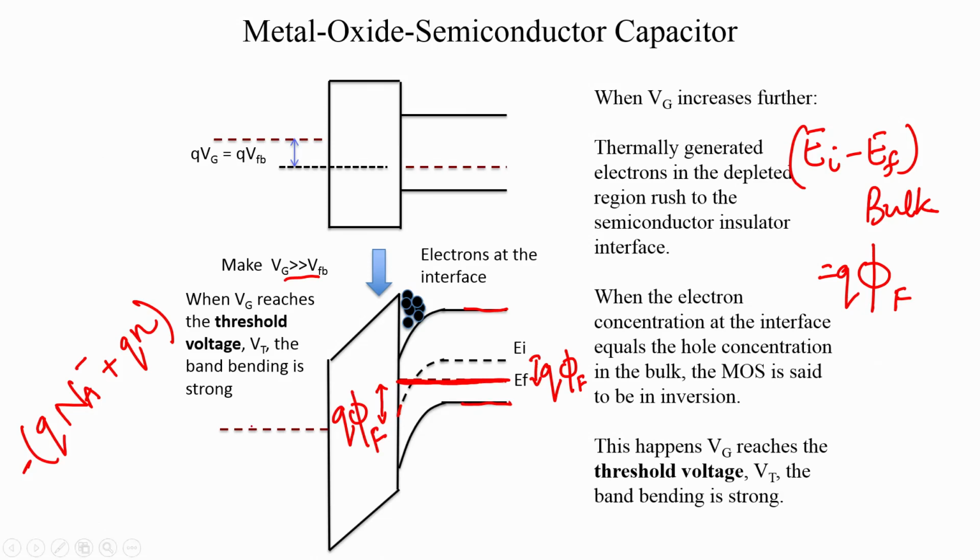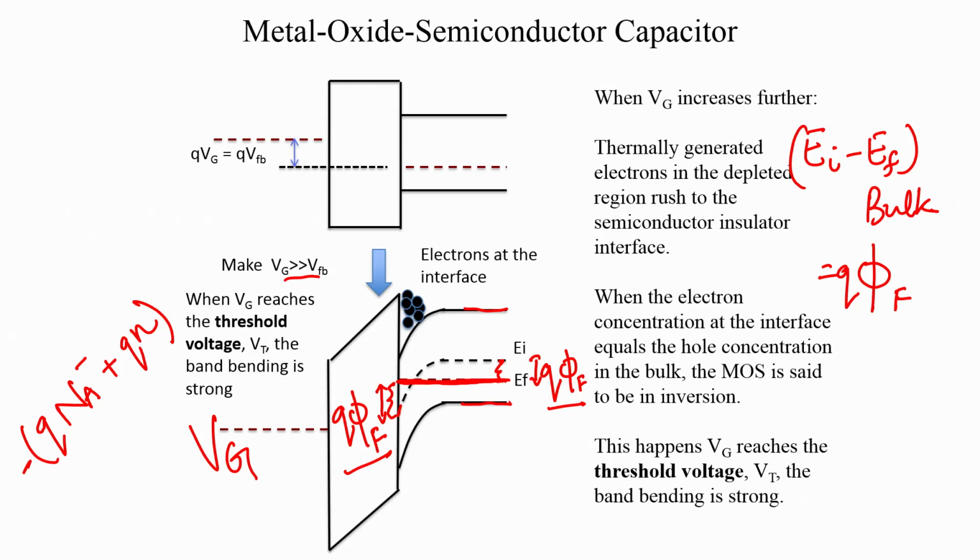So, let us say we have applied a gate voltage. At some particular gate voltage, the band bending is such that the modulus of this difference between Ei and Ef is the same as the difference between Ei minus Ef in the bulk. So, let us say this is q phi f, and at some particular gate voltage this difference also becomes q phi f. At this gate voltage we say that the MOSFET has reached threshold voltage or threshold operation.